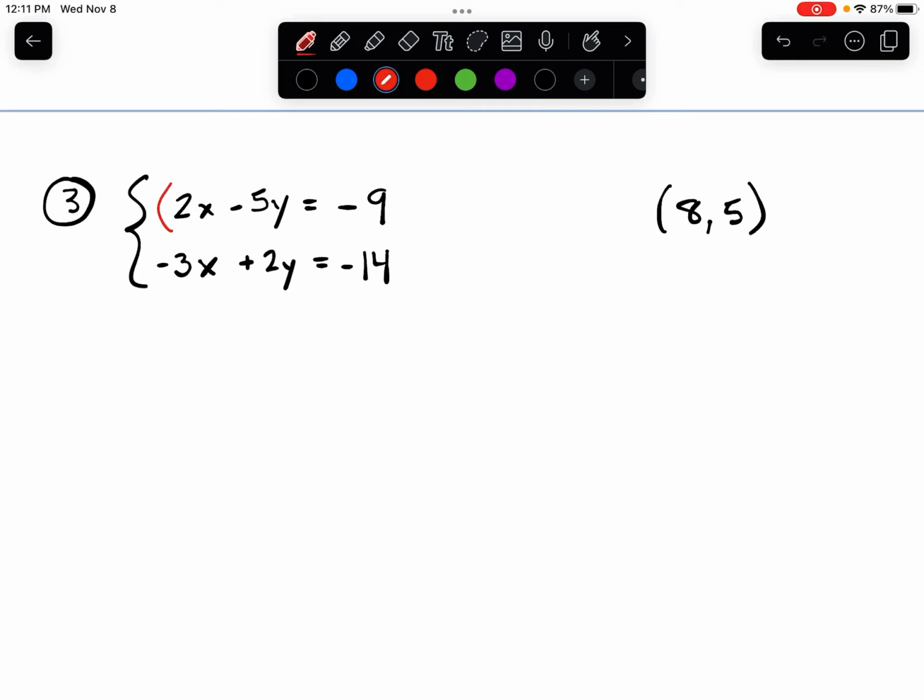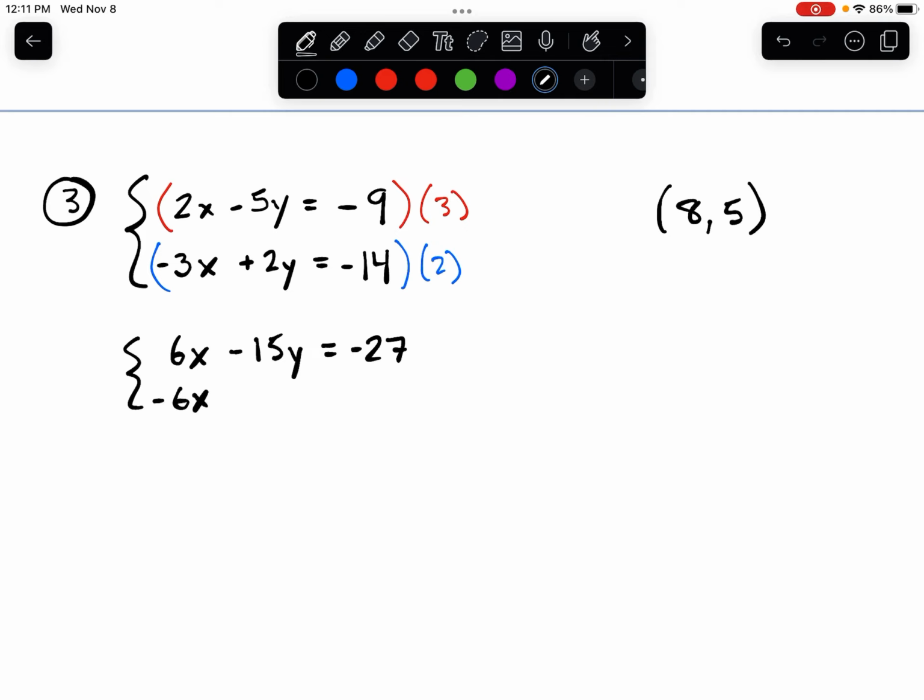So what I'm going to do is multiply the top equation by 3, and I'm going to multiply the bottom equation by 2. All right, and you should see why this is really helpful to me in just a second. So my new top equation, if I multiply every single term by 3, is going to be 6x minus 15y equals negative 27. And on the bottom, we're going to multiply every single term by 2. That's going to give me negative 6x plus 4y equals negative 28.